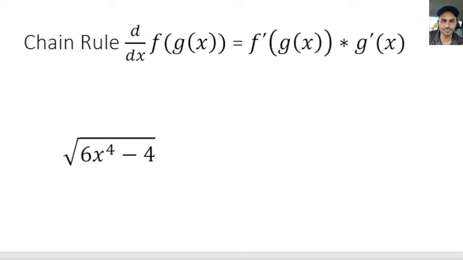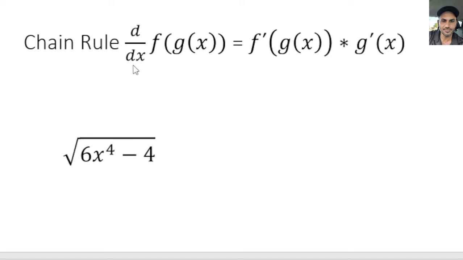So the chain rule we apply to a scenario or an expression where we have a main function and an input function, and the input function serves as the input of the main function. So here we have f as our main function and g of x is the input function, and this g of x serves as the input of the main function. So we read it as f of g of x.